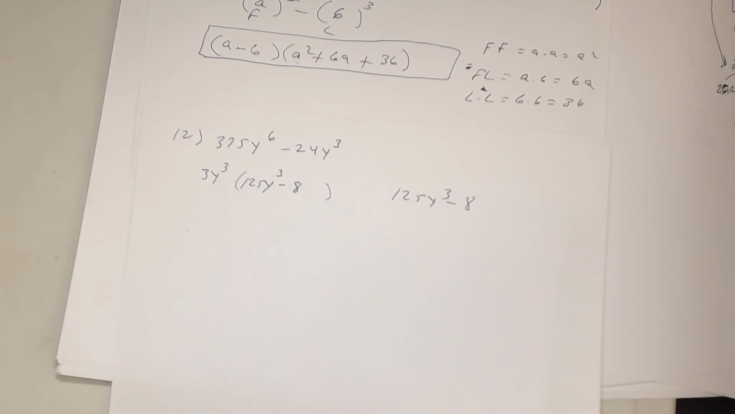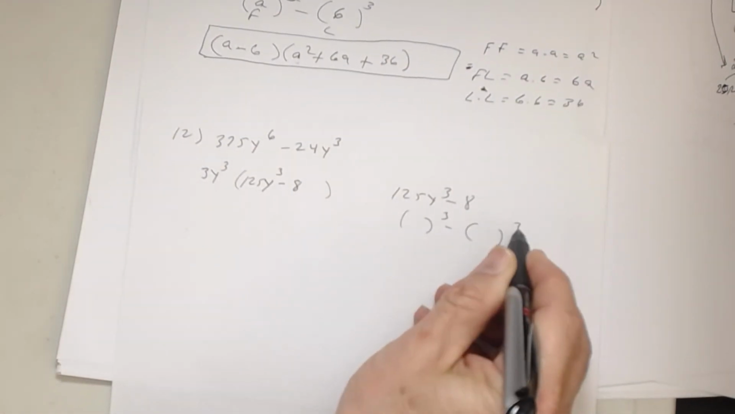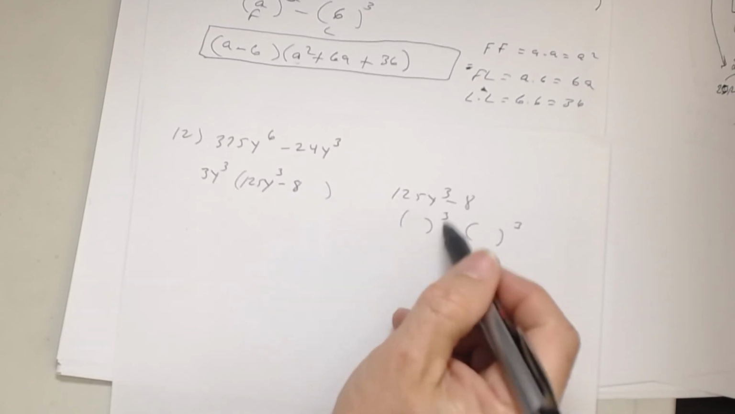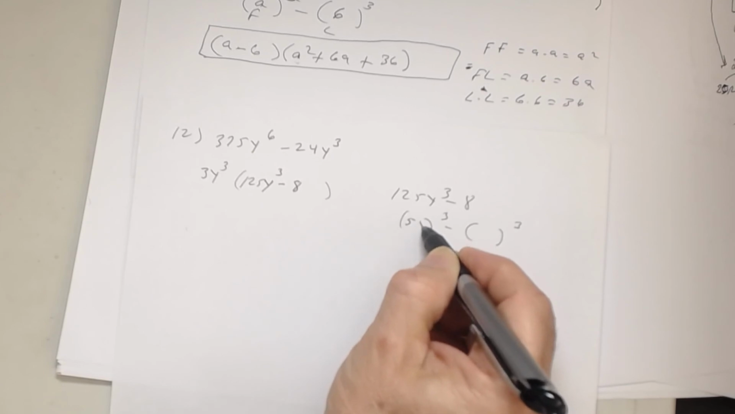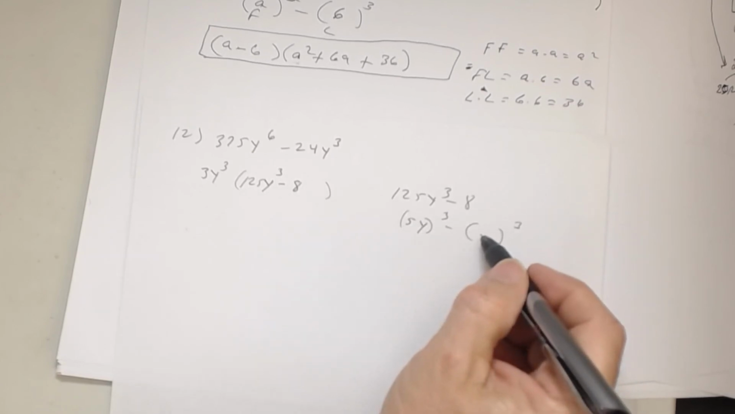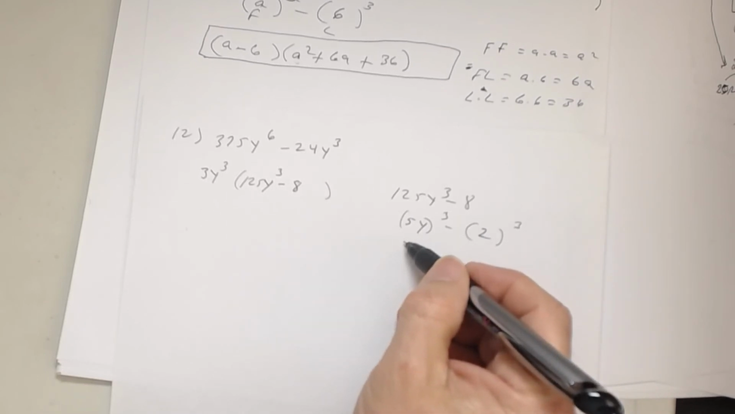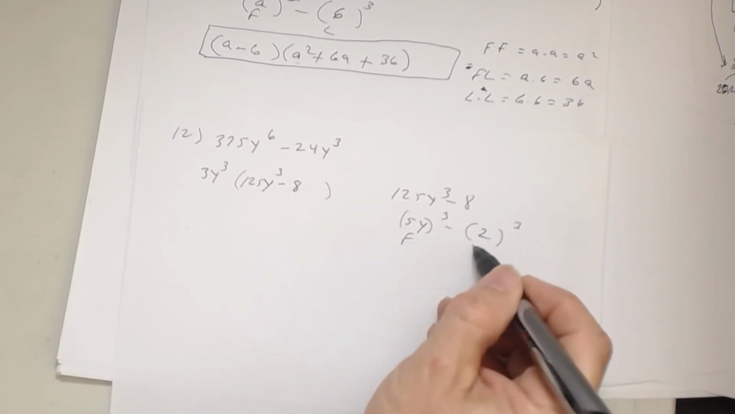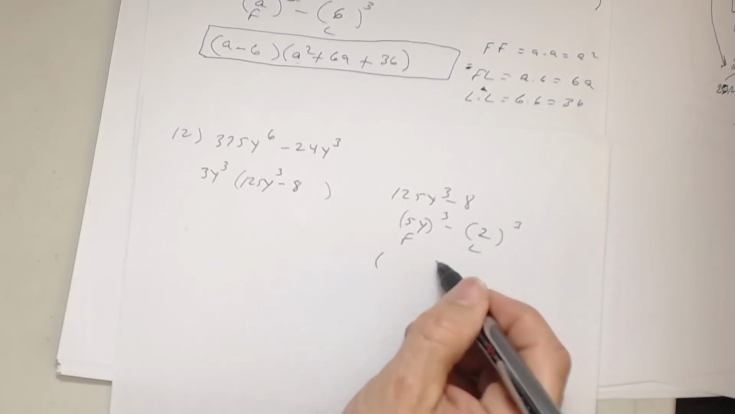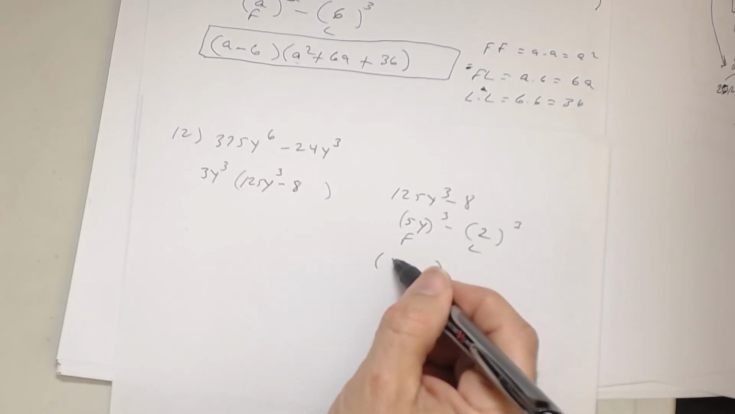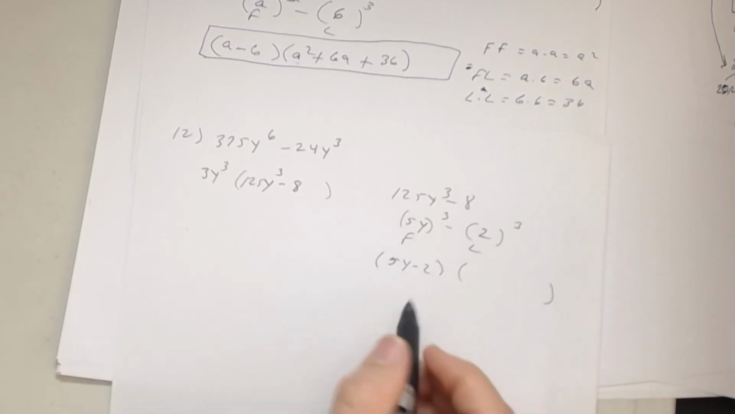All right, let's see. If it is, then that means I can fill in these parentheses. What times itself 3 times is 125y cubed? 5y. What times itself 3 times is 8? 2. So this is the difference of 2 cubes. So there's my F and there's my L. So what's my binomial? Okay. All right, now let's talk about the trinomial.